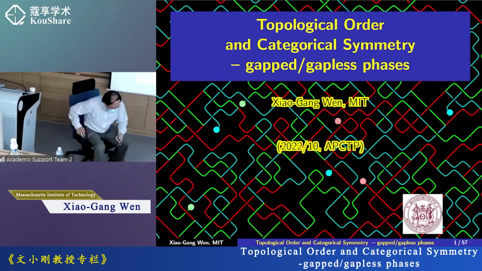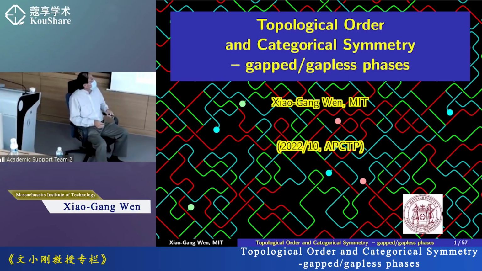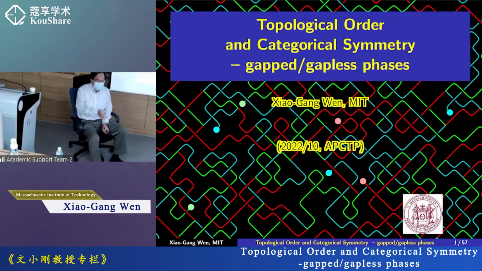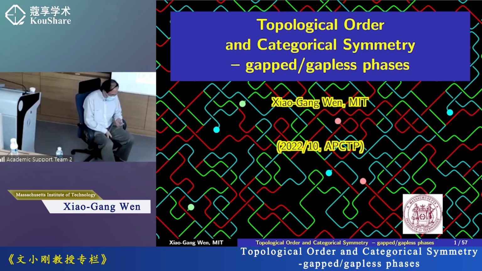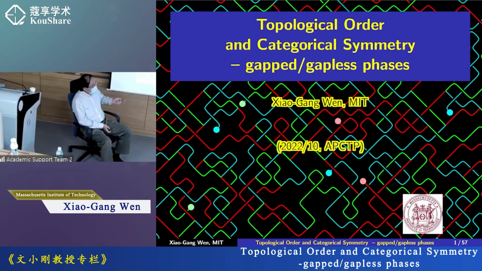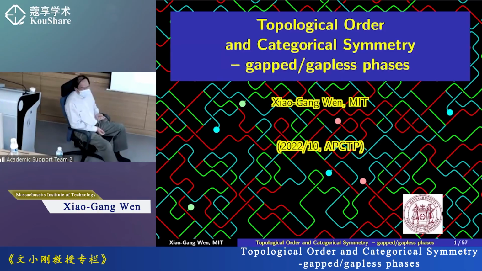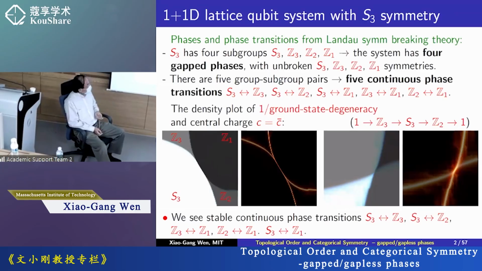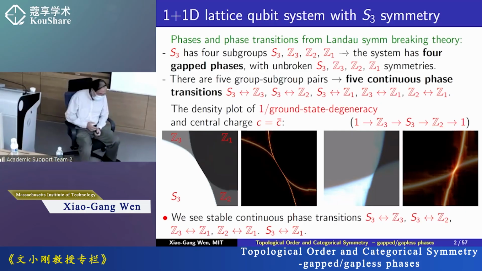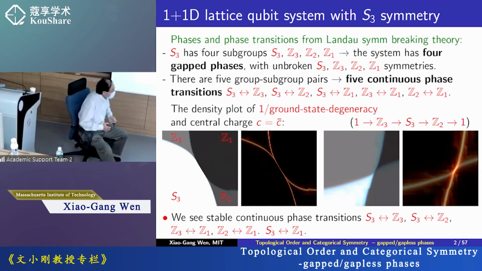Okay, maybe let's start. After all this discussion about topological order or category, something more fancy, let's go back to this physical question, the phase diagram. In the first lecture, we talked about considering a 1+1 dimensional system with S3 symmetry. That seems a very simple situation. We should know everything about it. Why do we talk about that?